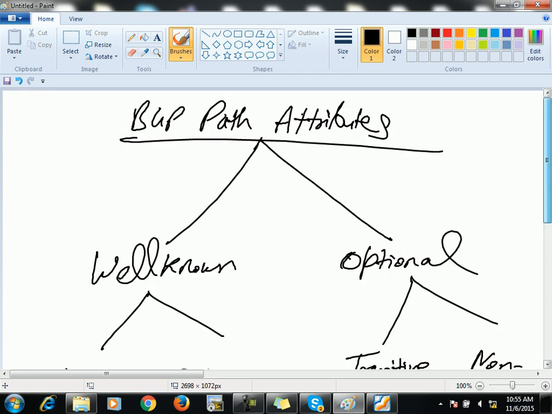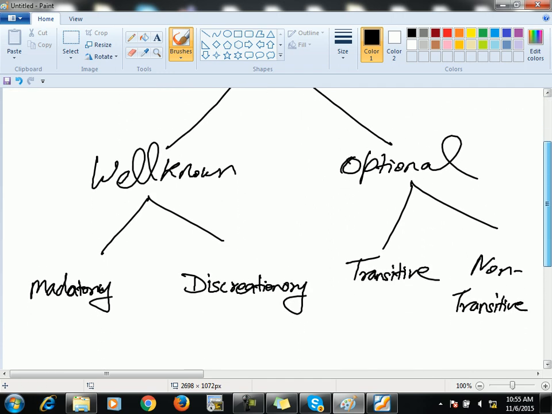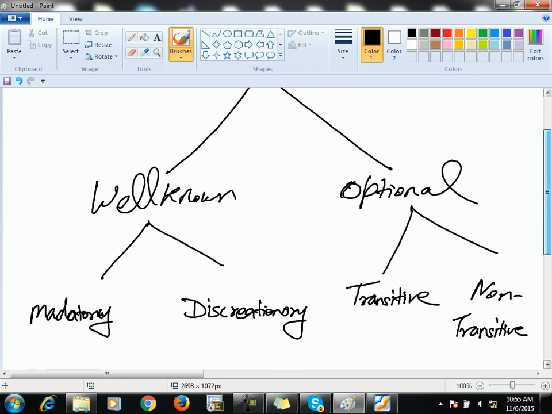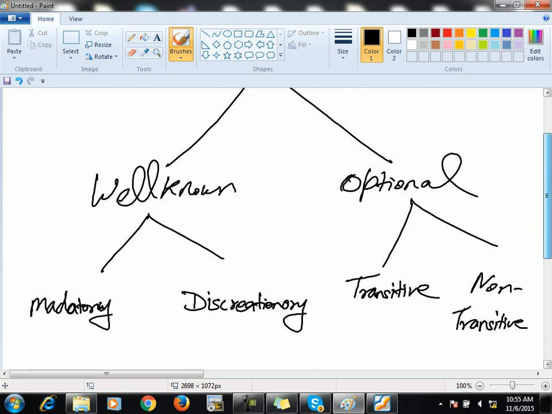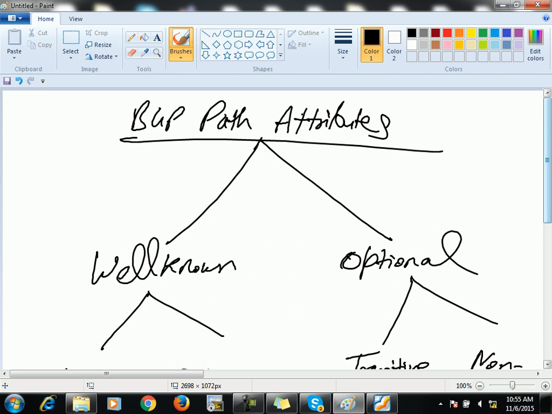So these are the categories of BGP path attributes: well known, under well known again, mandatory, discretionary, and optional, transitive, and non-transitive. First of all, let's discuss path attributes itself. Path attributes are those criteria which are used by BGP to define its best path. These attributes will be used by BGP for its best path selection, right?